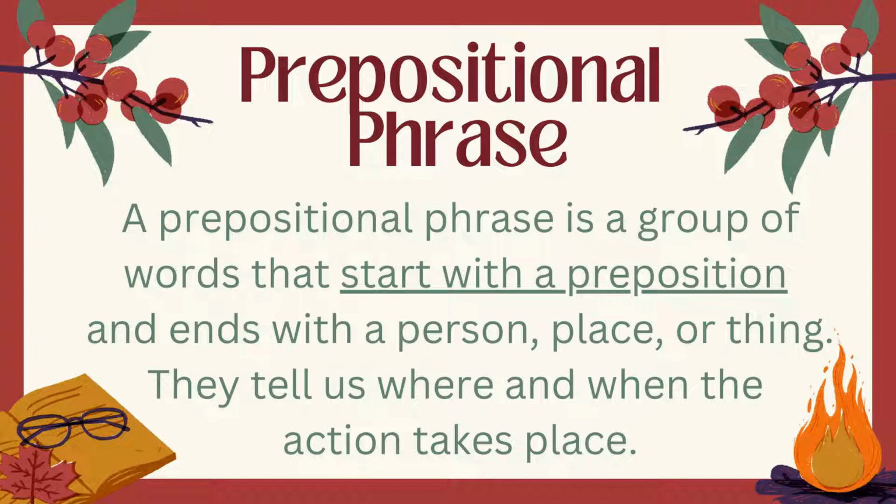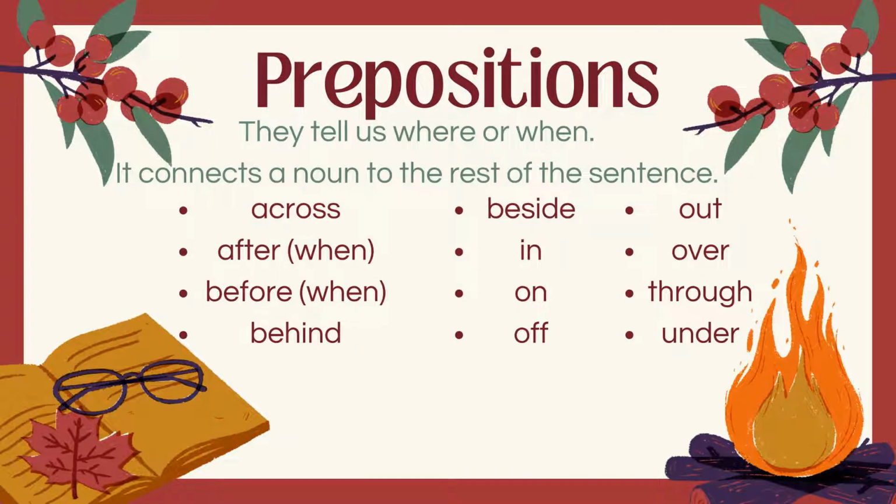A prepositional phrase is a group of words that start with a preposition and ends with a person, place, or thing. They tell us where and when the action takes place. But what exactly is a preposition? Prepositions tell us where or when. It connects a noun to the rest of the sentence.